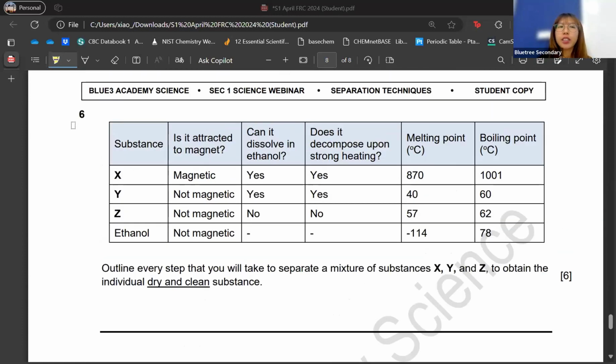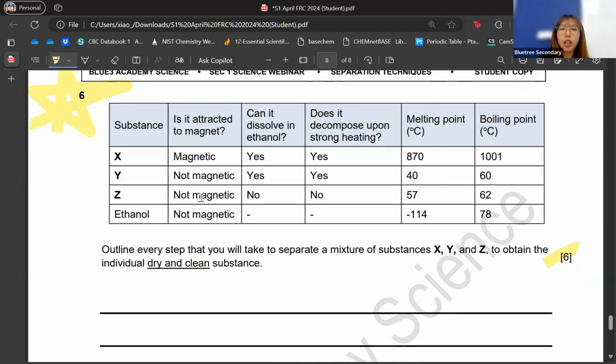Okay, let's go to question 6. Question 6 will be considered the toughest question in separation technique. That is why I included this in our webinar. Question 6 is the question that most students will struggle to start, and struggle to obtain the full marks that the question is giving you. A question like this typically will be around 4 to 6 marks, 4 marks at least. And likewise, this question will also be seen in your upper secondary chemistry, in your separation technique.